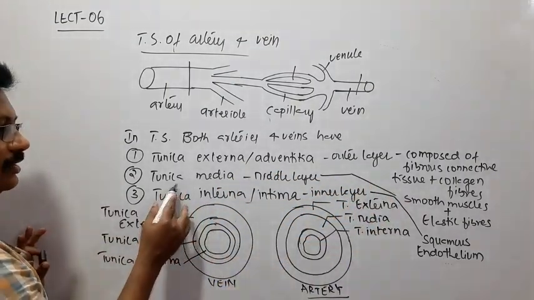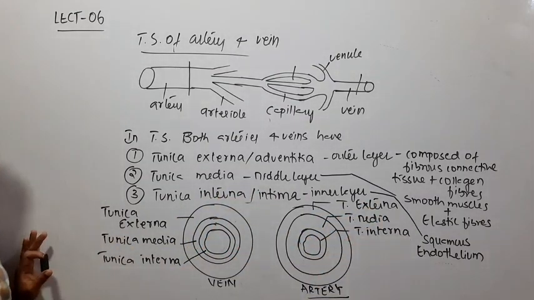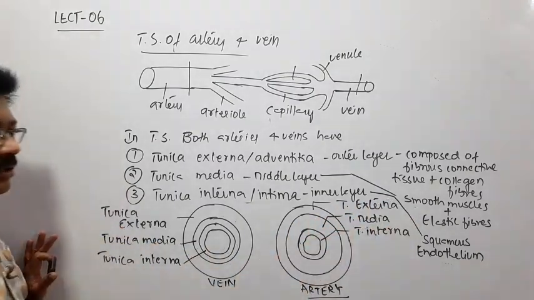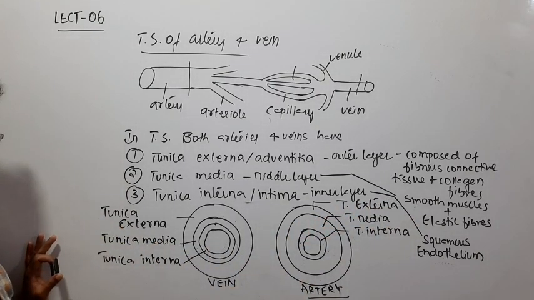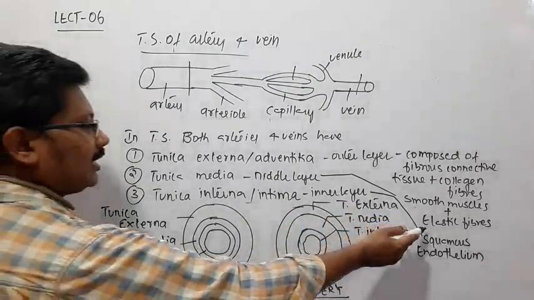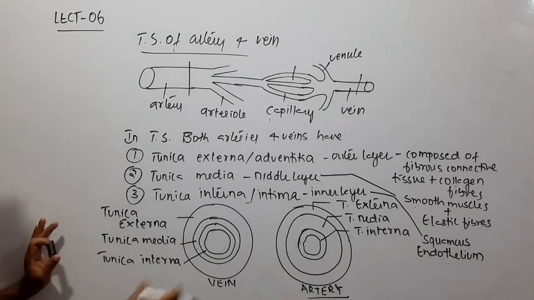Then the tunica media consists of smooth muscles and elastic fibers. The smooth muscles help in contraction and relaxation of the blood vessels. Of course, that takes place autonomously and is under the control of the autonomic nervous system, and the elastic fibers help in giving elasticity to some extent to these blood vessels.